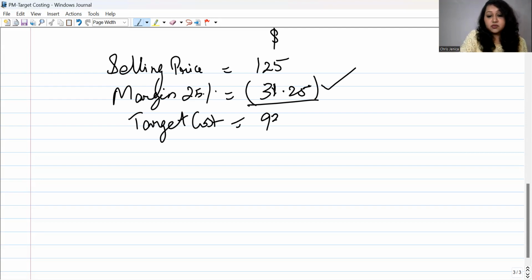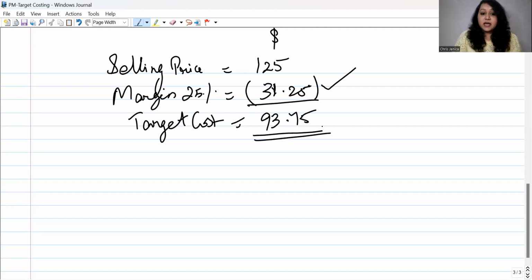It's going to be 93.75. To understand, this is the cost within which I should produce my product. That is, one unit of my product A has to be produced within $93.75. Only then I will be able to get 31.25, that is 25 percent profit, if I'm going to sell my product at $125.